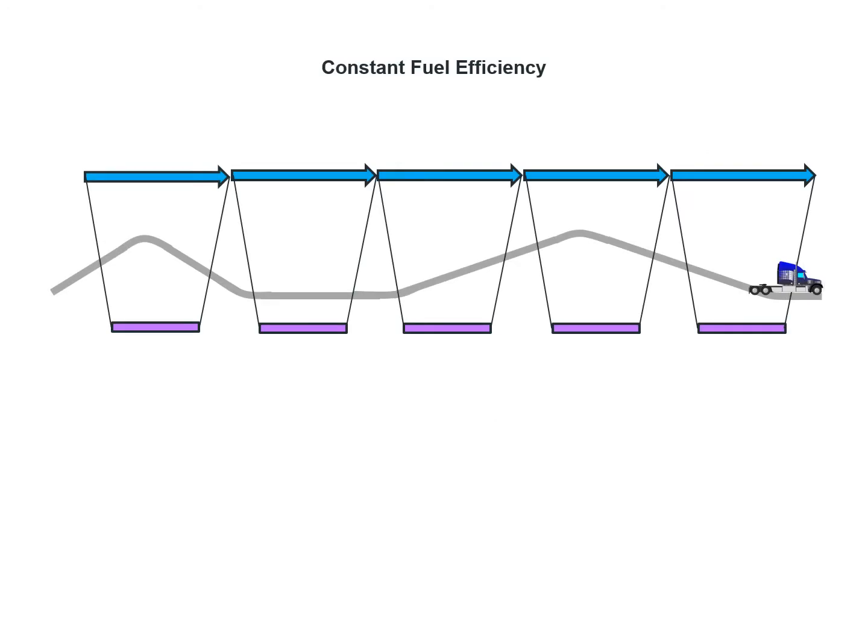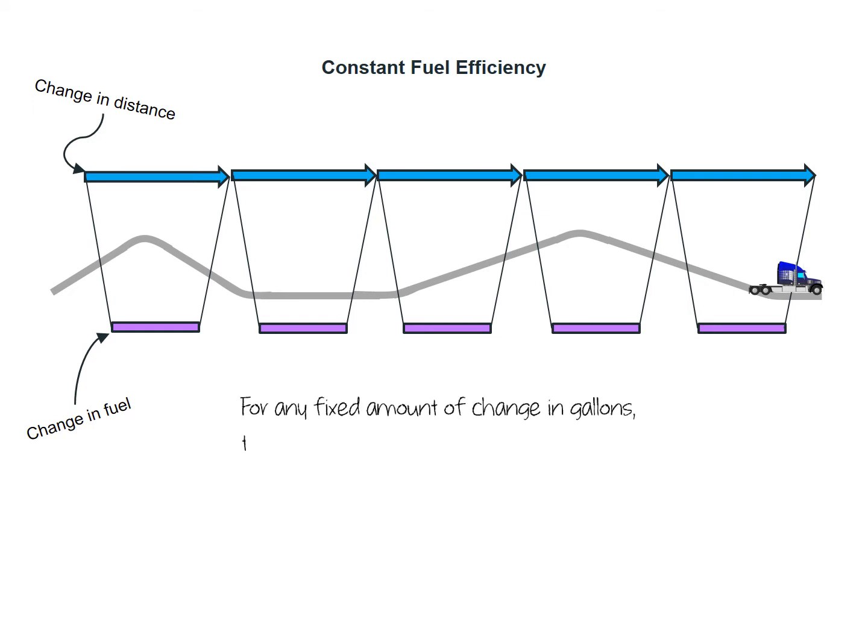In another previous video, we looked at a constant rate of fuel consumption. For fuel economy, the two attributes of the truck's trip we focused on were change in amount of fuel and change in distance. Constant fuel economy meant for any fixed amount of change in gallons, the amount of change in distance is constant.